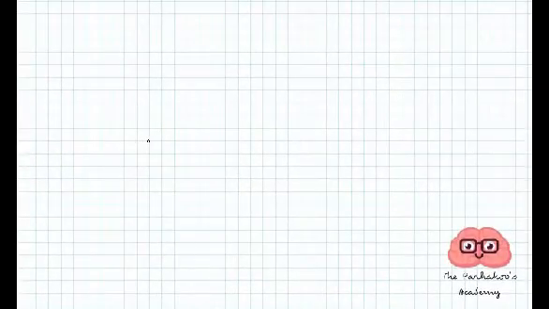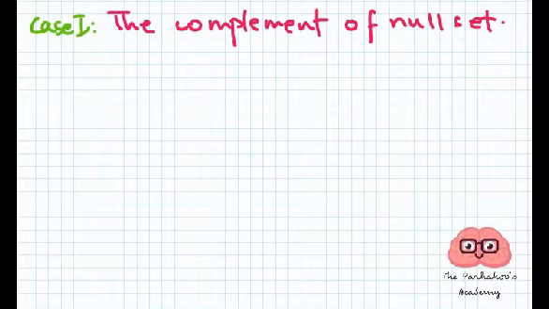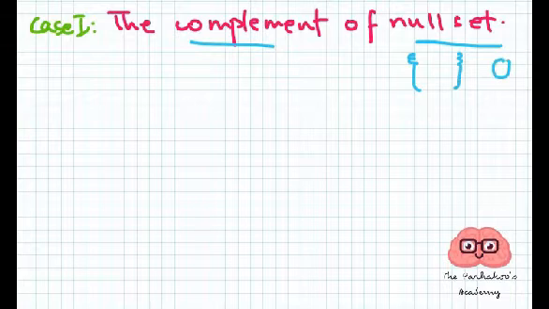Now we are going to see three different cases regarding the complement, which are very important to be noted. The first case is regarding the complement of the null set. You know very well the null set is such kind of a set which does not contain any element, or which is empty.